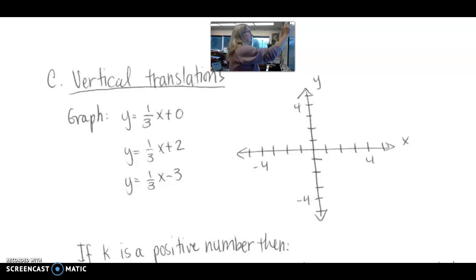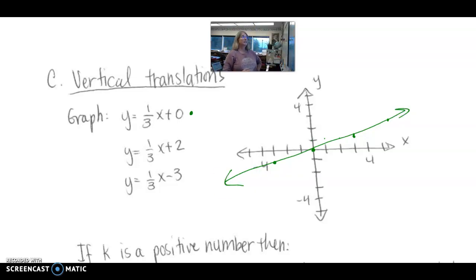So let's look at these three graphs right here. I'm going to graph y equals 1/3 x plus 0. It has a y-intercept of 0 and a slope of 1/3. So I'm going to do rise over run. I'm going to go up 1 and over 1, 2, 3 to get to my next point. Up 1 over 3, and down 1. If I go down, then I have to go to the left 3 units.